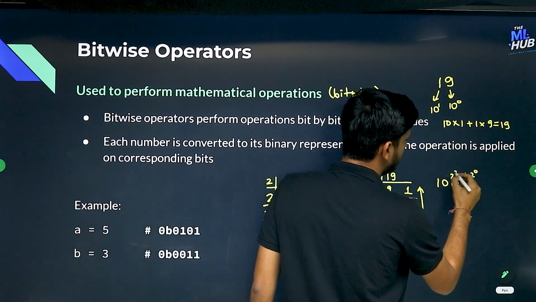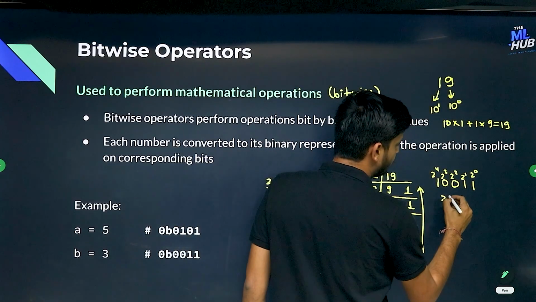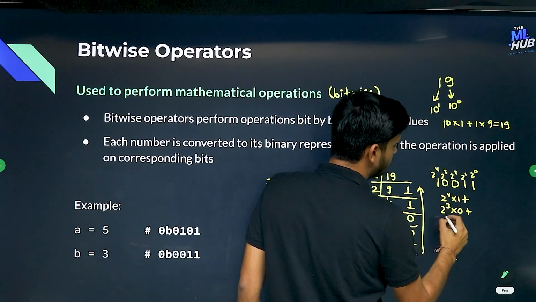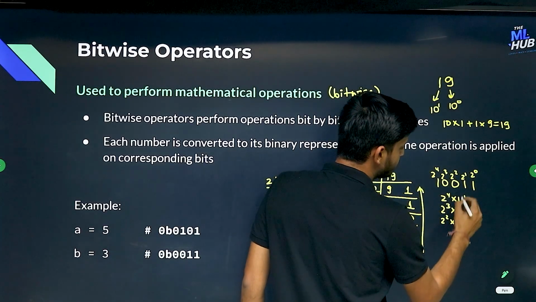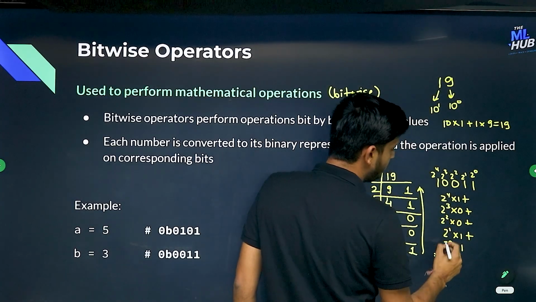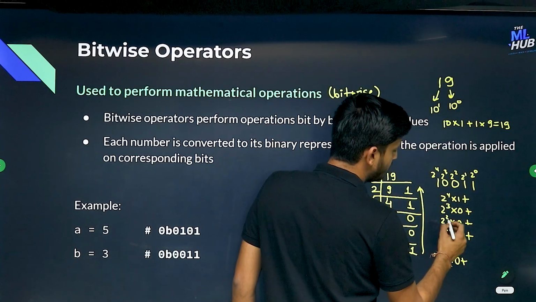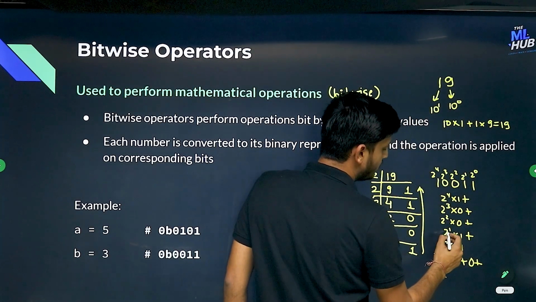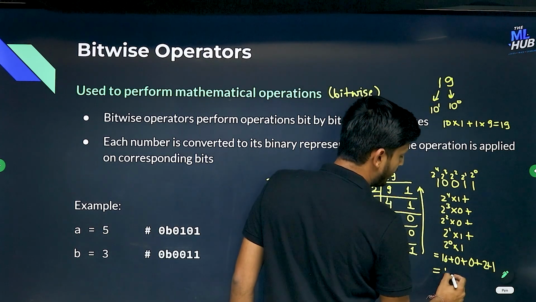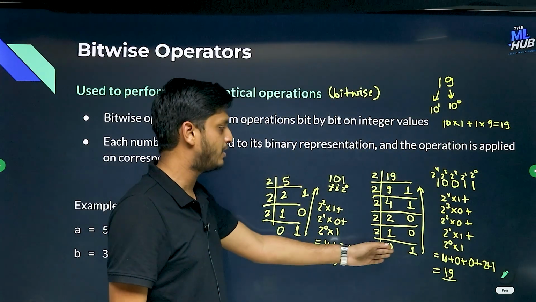Similarly here, if you do it, this is 2 to the power 0, 2 to the power 1, 2 to the power 2, 2 to the power 3, and 2 to the power 4. So the decimal conversion will be 2 to the power 4 into 1 plus 2 to the power 3 into 0 plus 2 to the power 2 into 0 plus 2 to the power 1 into 1 plus 2 to the power 0 into 1. It will become: 2 to the power 4 is 16. So 16 into 1, 16, plus 8 into 0, 0, plus 4 into 0, 0, plus 2 into 1, 2, plus 1 into 1, 1. So this will become 16 and 2, 18, and 1, 19. So this is how you can convert a binary number to decimal and a decimal number into binary.